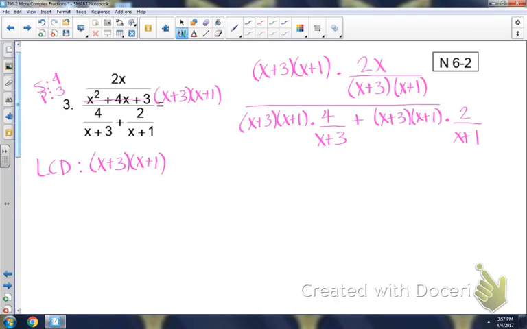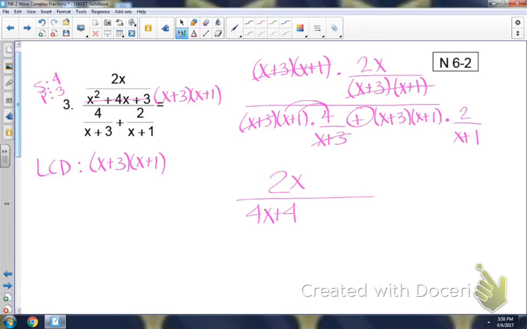So on the top, notice both of them cancel. You're left with 2x on top. X plus 3 cancels. So you're left with 4 times x plus 1. So when you distribute, that's 4x plus 4.